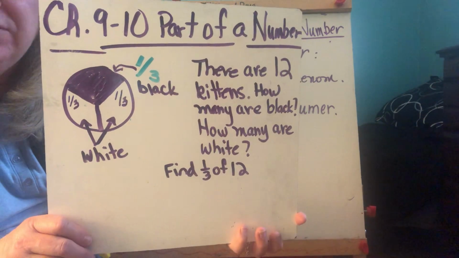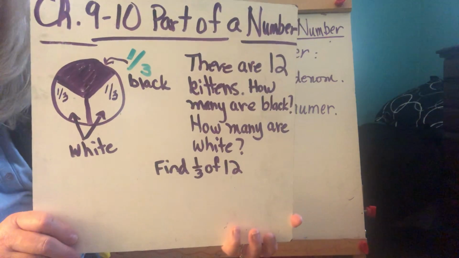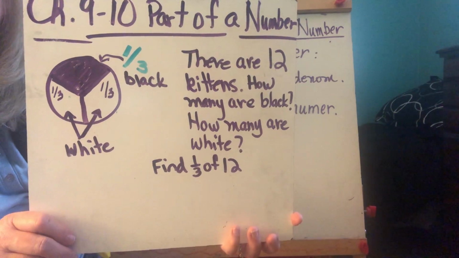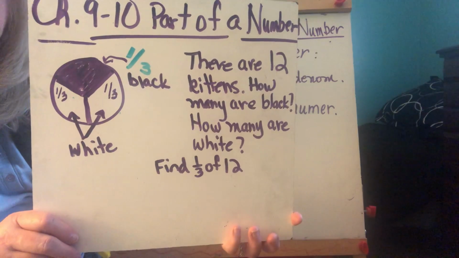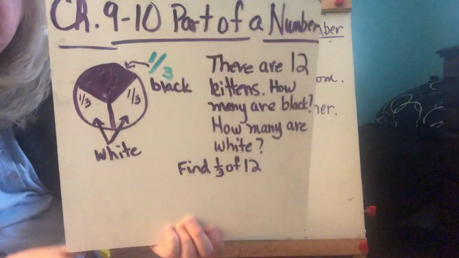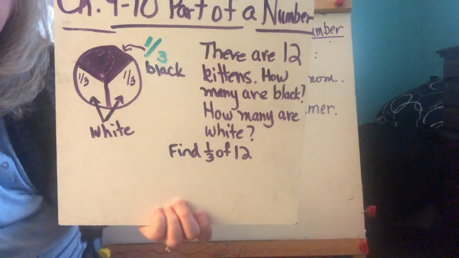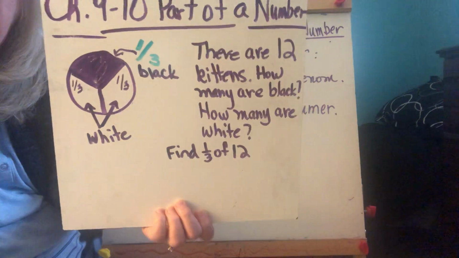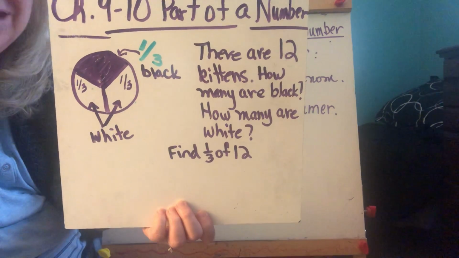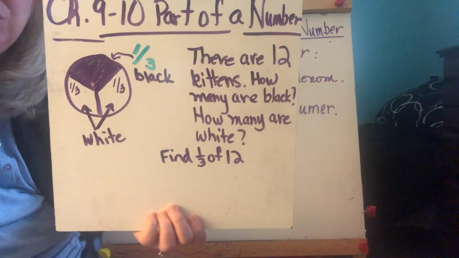There are 12 kittens. Find how many kittens are black, how many kittens are white. And you can use this diagram to help you. Now, they're not asking you what fractional part of the kittens is black and what fractional part of the kittens are white. They're not asking you that because that's right in the drawing. They're not asking you to interpret that drawing.